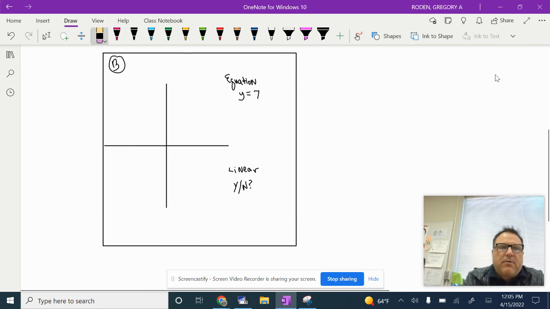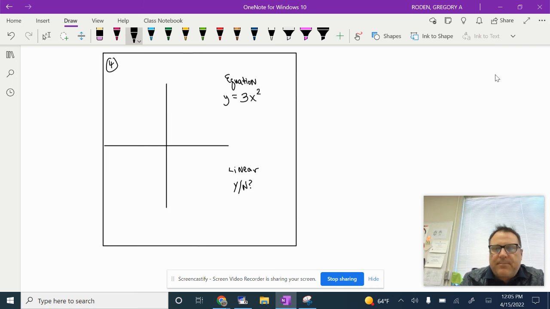All right. In box 4, I want you to write the equation y equals 3x to the second power, a little power of 2 on the x right there. And this is box 4.